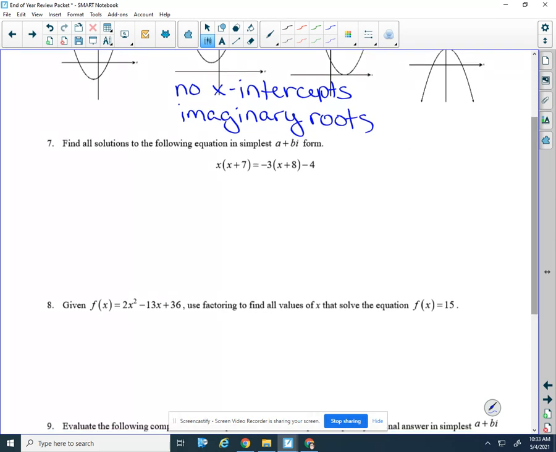For question number 7, find all solutions to the following equation in simplest a plus bi form. A is the real component, bi is the imaginary component. When I look at this problem, the first thing I noticed for distribution, x times x is going to give you x squared. So that means we're going to try to factor this. I'm going to pause my video. I would like you to distribute and then get one side equal to 0.